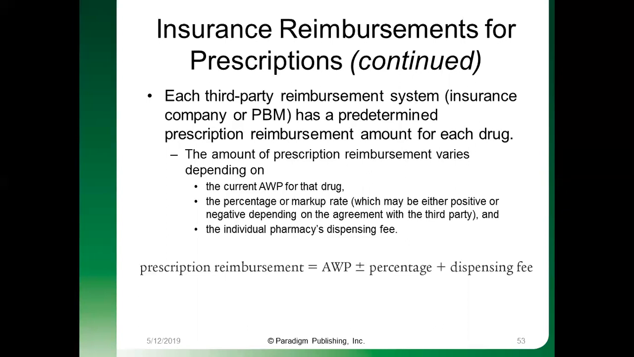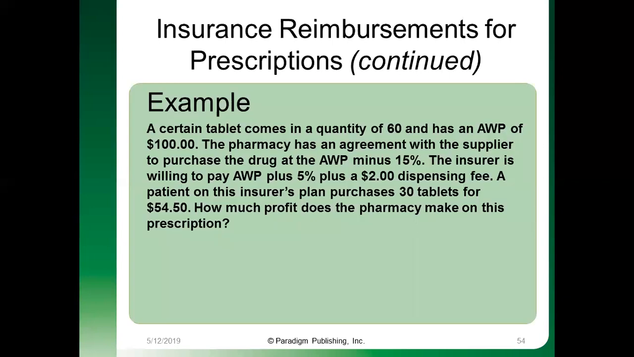So prescription reimbursement is equal to the average wholesale price plus or minus the percentage plus that dispensing fee. So for example, if a certain tablet comes in a quantity of 60 and has an average wholesale price of $100, so for 60 tablets, it costs $100.